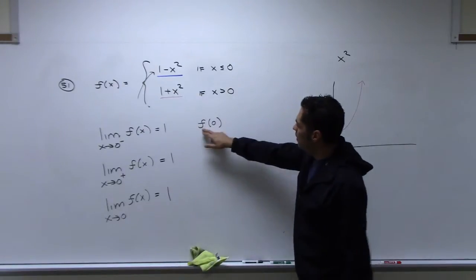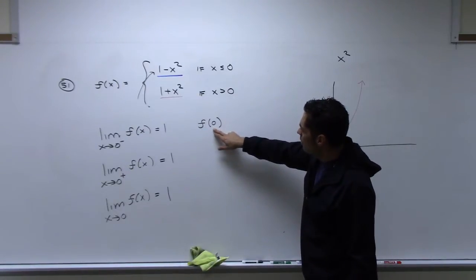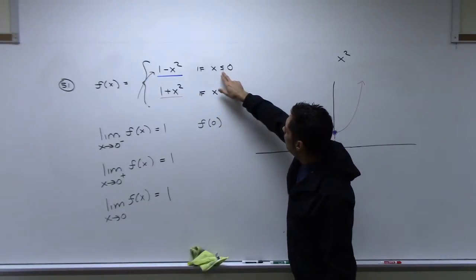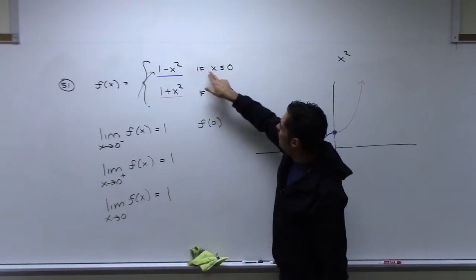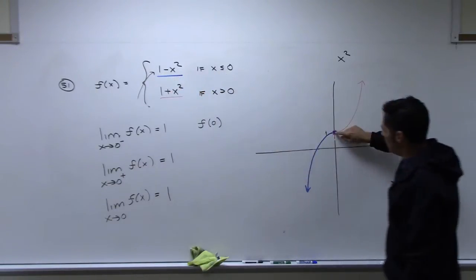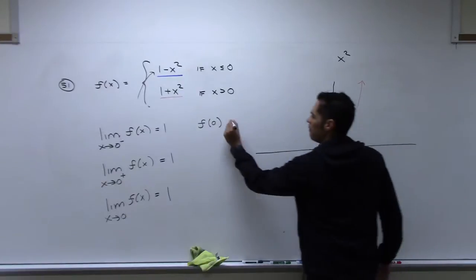And now what is the function's value at 0? Well, if you just plug 0 in, you plug it into the top one, because this says use this one if x is less than or equal to 0. So I plug 0 in here, I get 1, which was that solid dot. So the answer is 1.